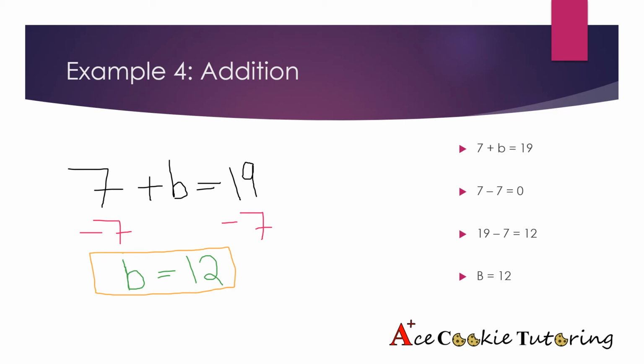So I'm going to do my inverse of addition, which is subtraction. So in order to get the b by itself, I'm going to subtract 7 from both sides of the equal sign. So 7 minus 7 is 0, which means b is equal to 12. Because after I do 19 minus 7, I end up with 12. So again, I subtract 7 on both sides because subtraction is the inverse of addition, and I have to do the same thing to both sides of the equal sign.